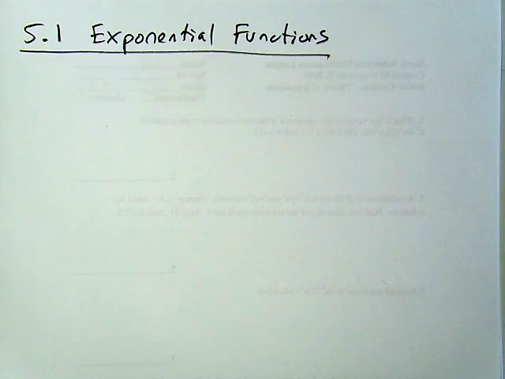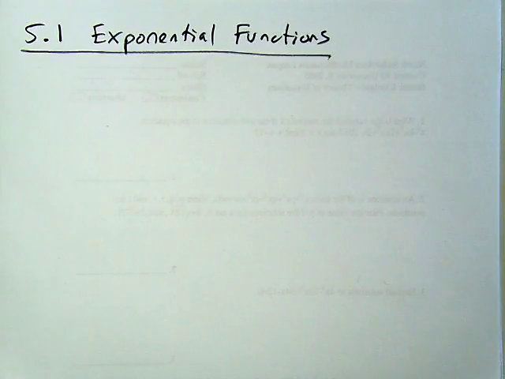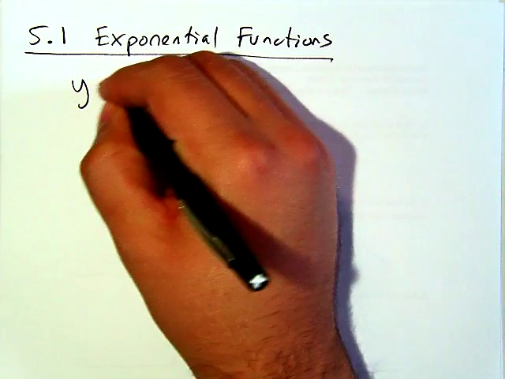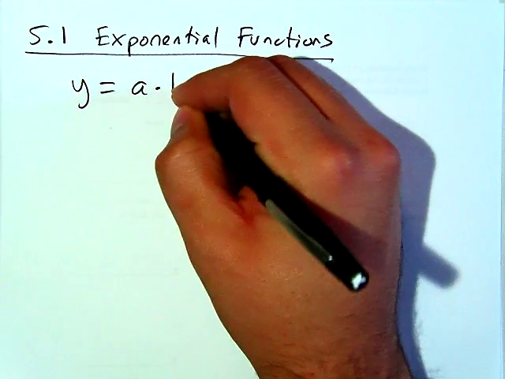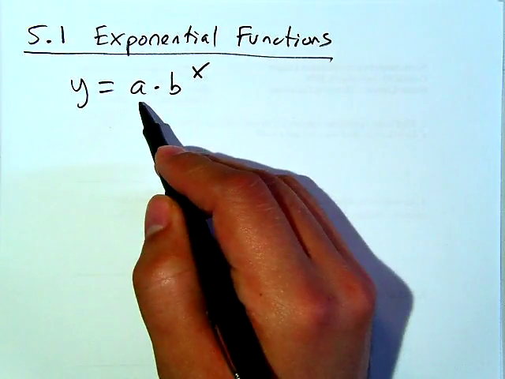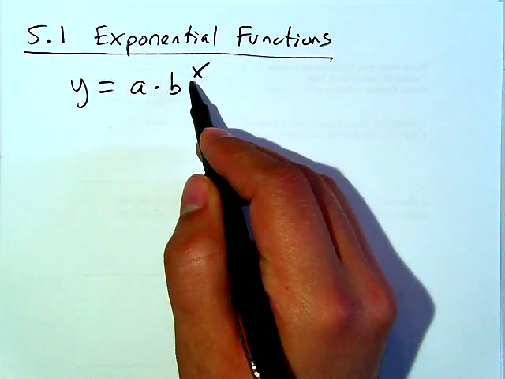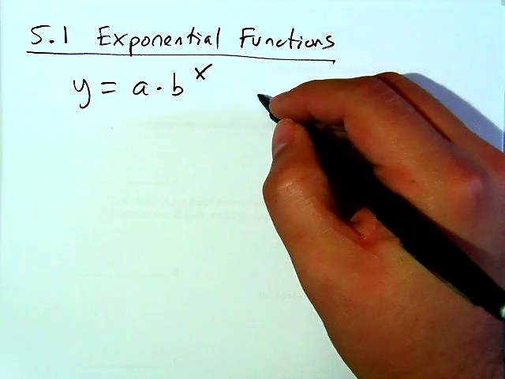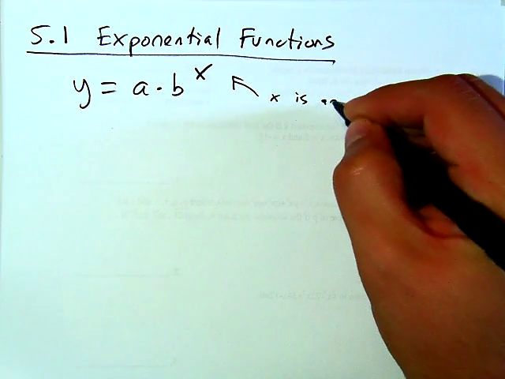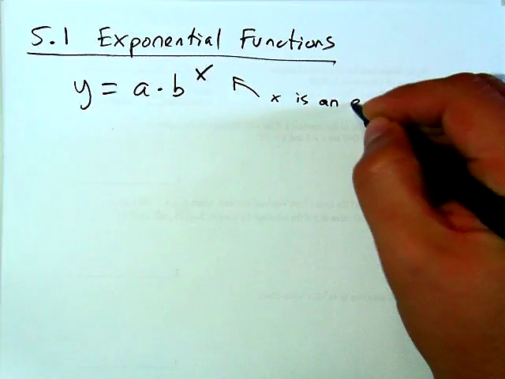Alright everybody, here's the lesson for 5.1, which is about exponential functions. So here's the basic format for an exponential function. They look something like y equals a times b to the x. Mainly now the variable x is an exponent, so that's really the difference here.